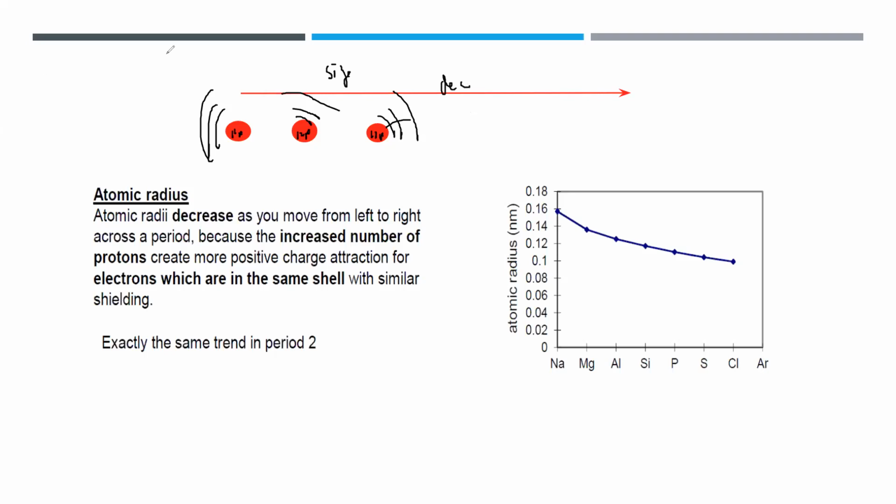And down the group, as we go down the group, because there is a greater number of shells, the number of shells increases, so the atomic size will also increase. Is it clear?